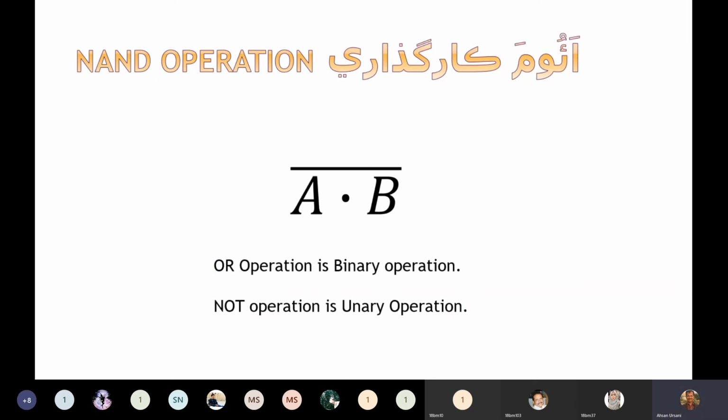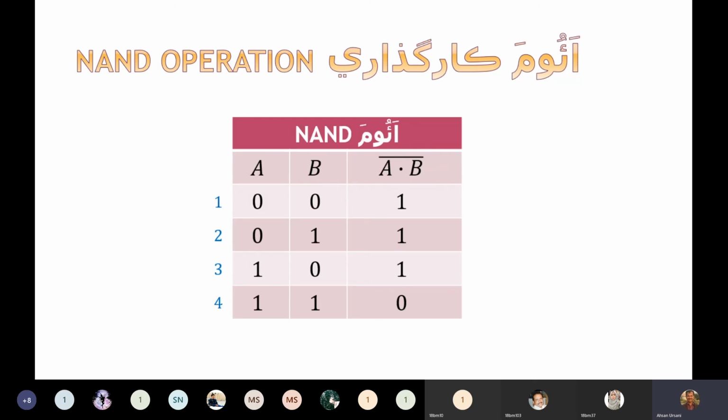What is A and B? Sorry, A and B. A and B plus NOT operation. This is A nand B.